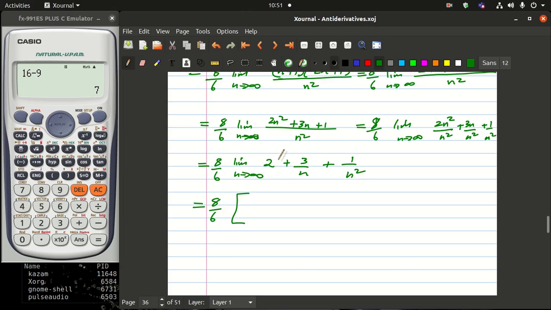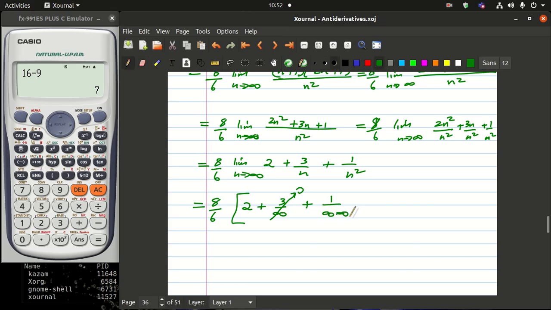as n approaches infinity, there is no n here. The limit of a constant is always going to be that constant. Plus, if I plug in infinity here, I will end up having 3 divided by infinity, and then plus 1 over infinity squared. If you look into this, 3 divided by infinity, 3 is so insignificant compared to infinity, so this whole part actually ends up going to 0, because infinity is so big compared to that. And infinity squared is the same as infinity times infinity.